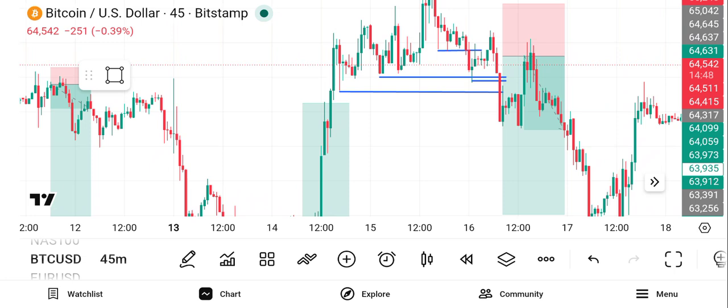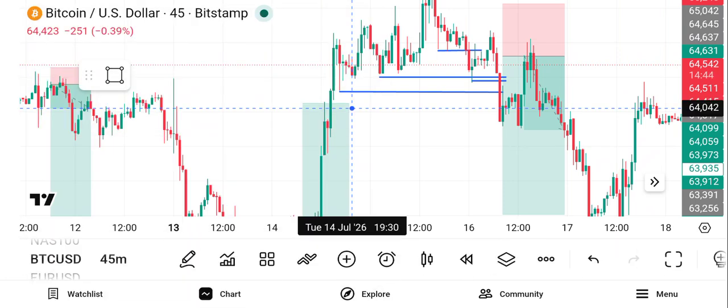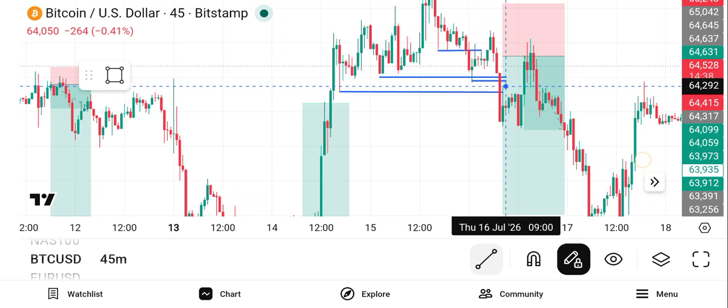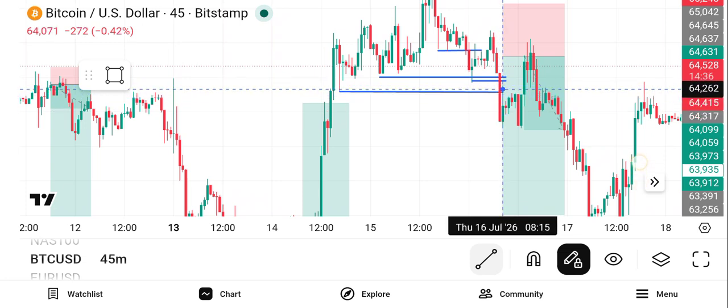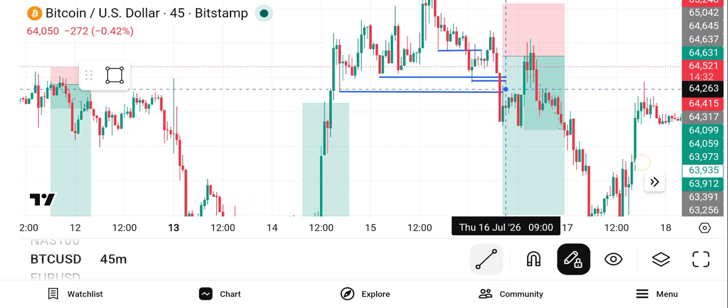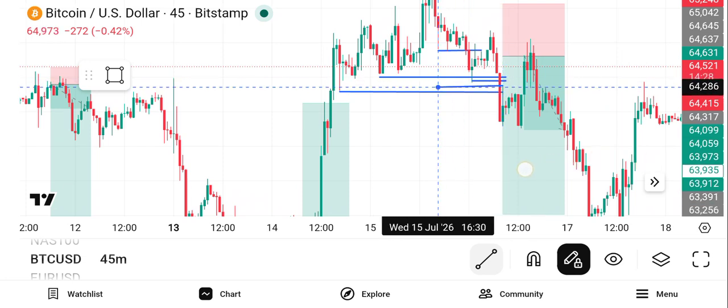I look for my inducement. Remember, inducement is the first valid pullback after your market structure shift or a double breakout structure. So I got this inducement when this bullish candle pulled back and closed below the candle that caused this double breakout structure. So this will be my inducement.